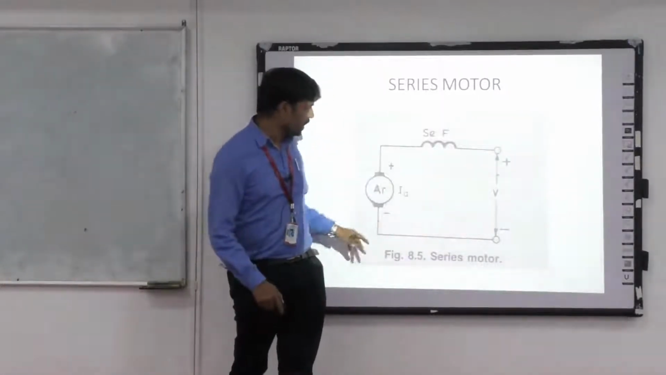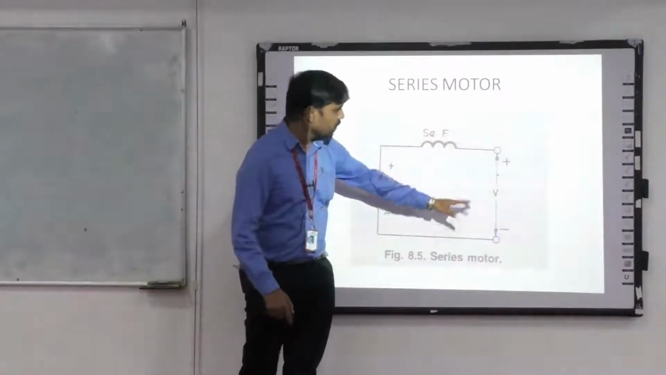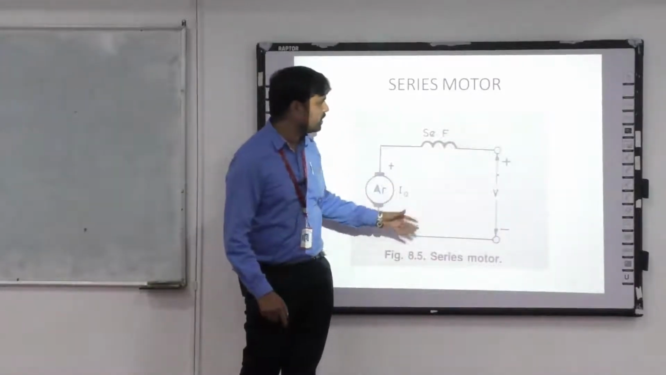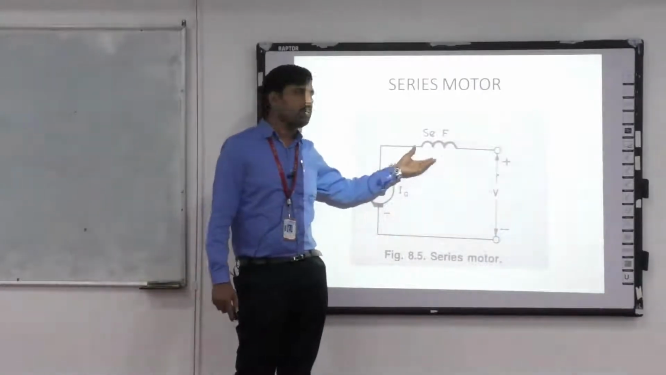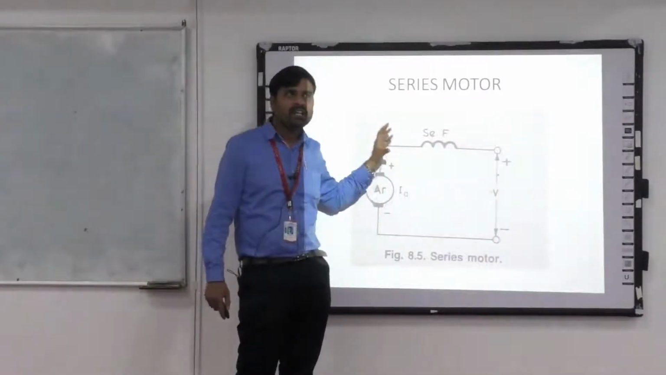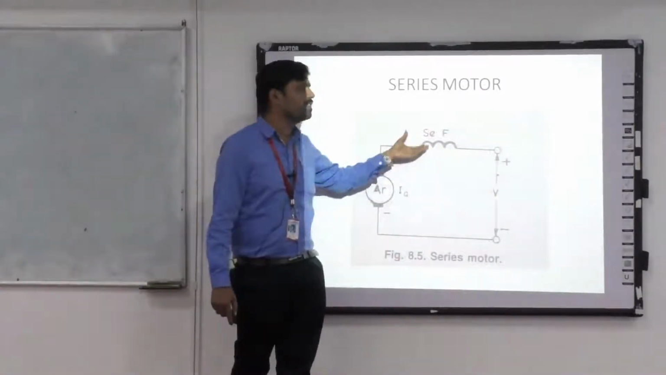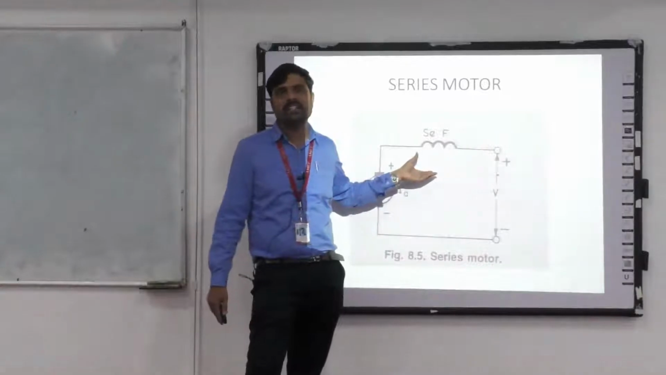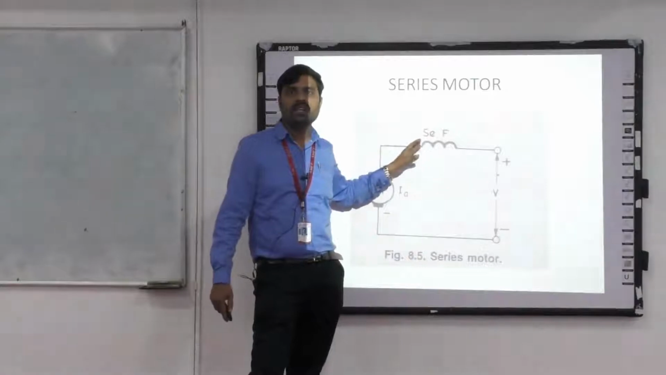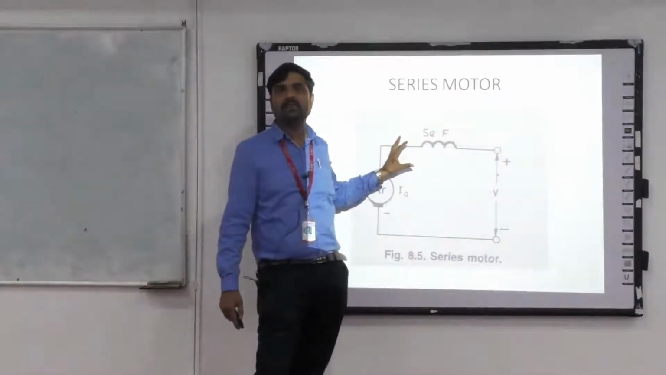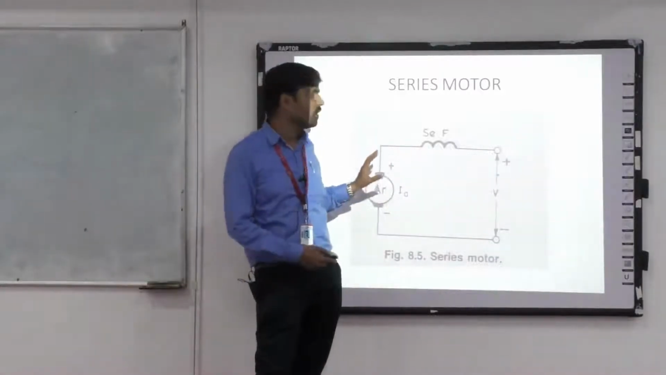You see a series motor, here the winding is connected in series with the armature. Whenever the motor load is changing, the current flowing through the series field winding also changes. So it creates a series flux. Here the flux is directly proportional to the load current. So whenever the load increases, the flux also correspondingly increases. Torque is proportional to phi into Ia. Here flux is directly proportional to Ia, so the torque is proportional to Ia squared. So the starting torque will be very good in the series motor.